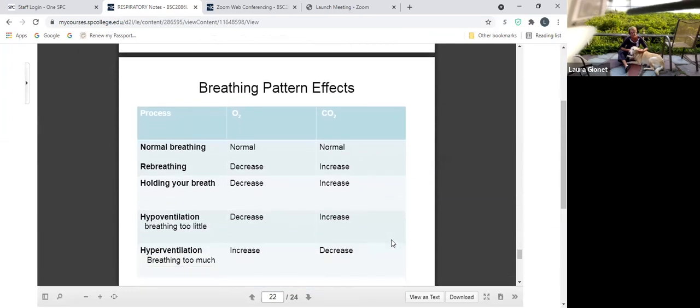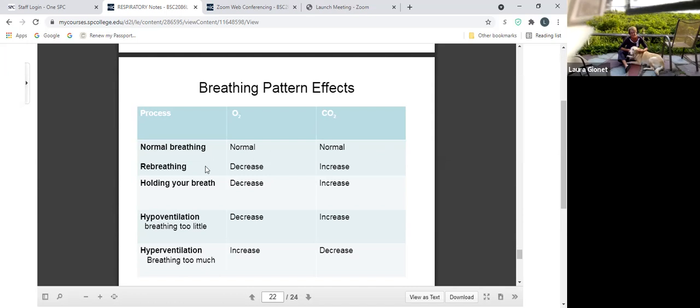We have breathing patterns. This is good to know. The process versus oxygen and carbon dioxide. When you are normal breathing, like you do hopefully right now, your oxygen levels should be normal and your carbon dioxide levels should be normal.